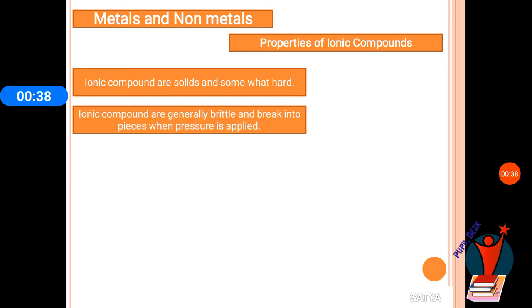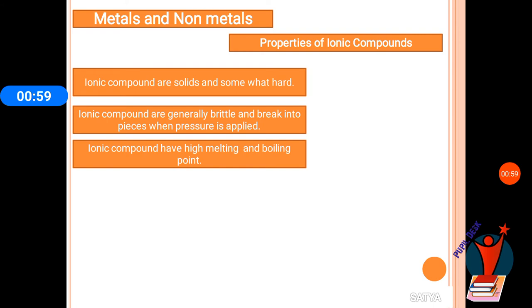Second property, these ionic compounds are generally brittle and break into pieces when pressure is applied. If you apply pressure on a crystal of sodium chloride, that crystal breaks into many pieces. This shows that these ionic compounds are brittle in nature.